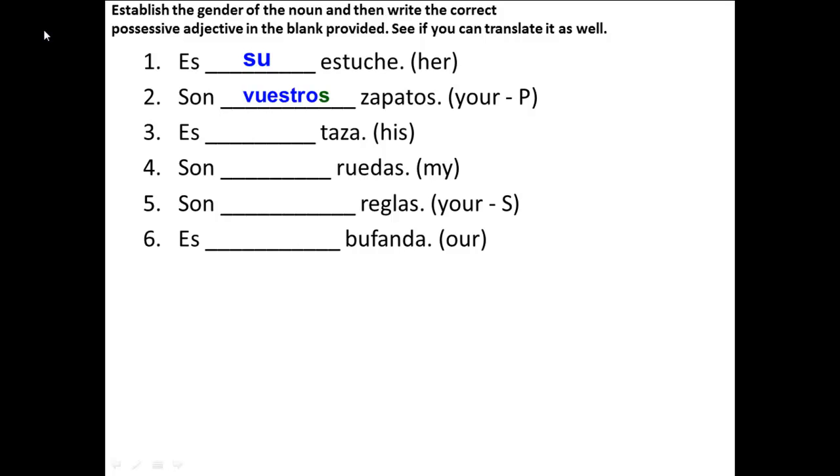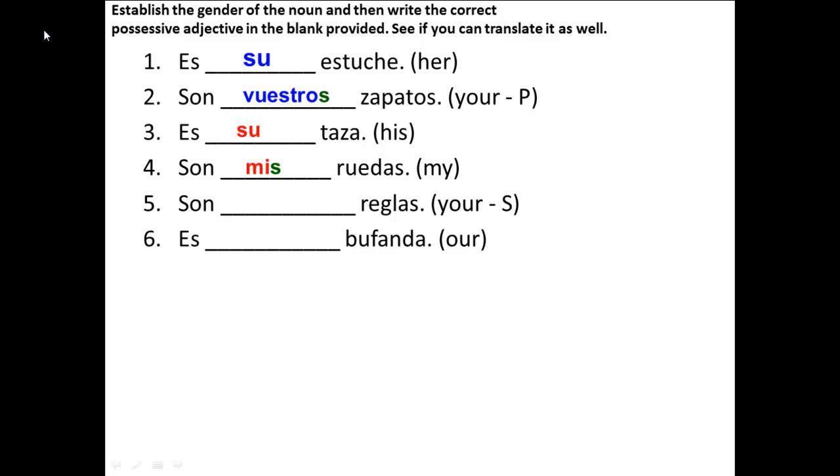Número 3. Es su taza. It is his cup. Although it is his, I've coloured the word in red because taza is feminine. Número 4. Son mis ruedas. They are my wheels. Notice again the word for wheels is both feminine and plural.